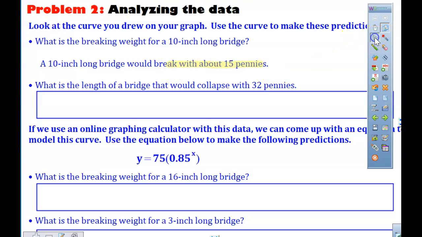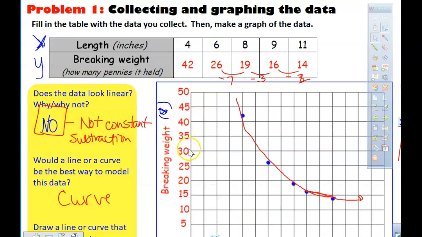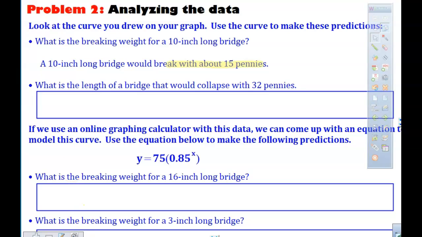As you take a look at that next one, what do you think? Make a prediction right now and tell someone next to you, what do you think for 32 pennies? You're going to go across from 32. About how many?